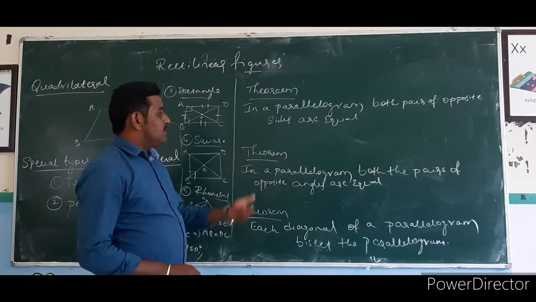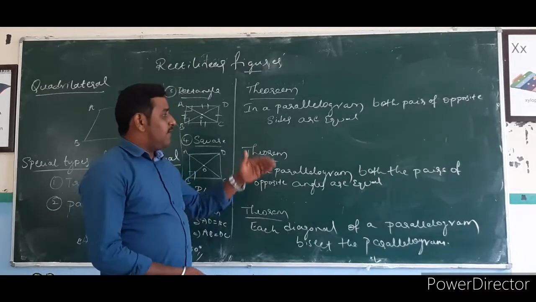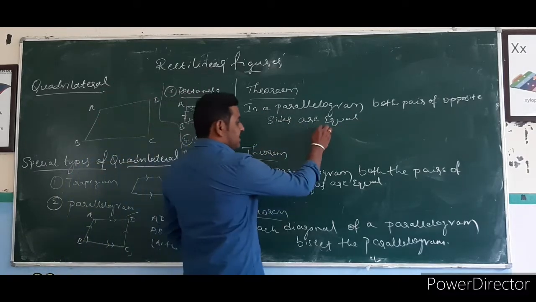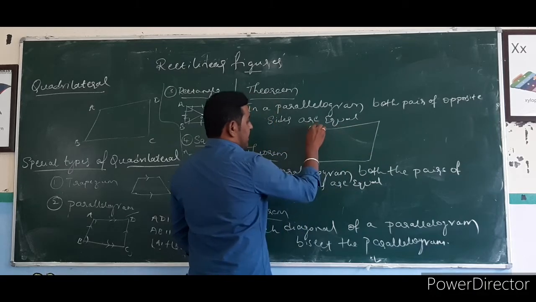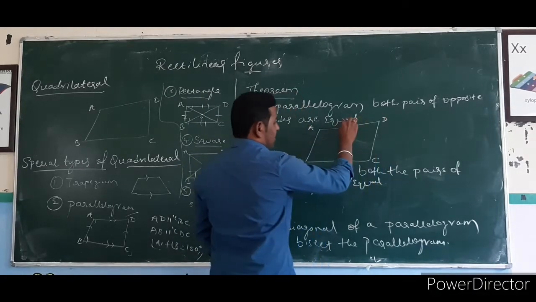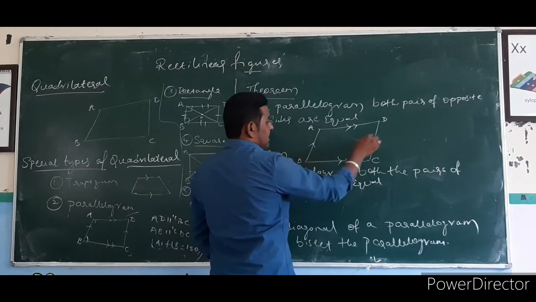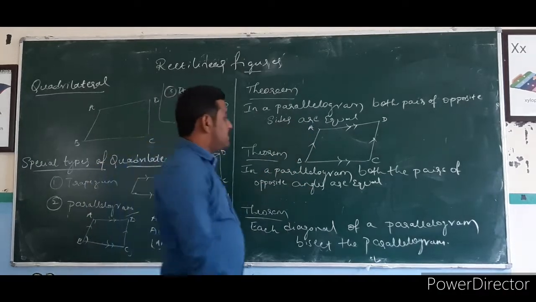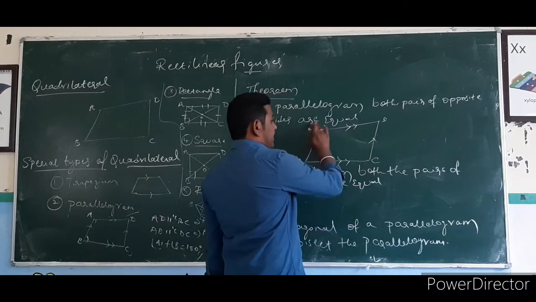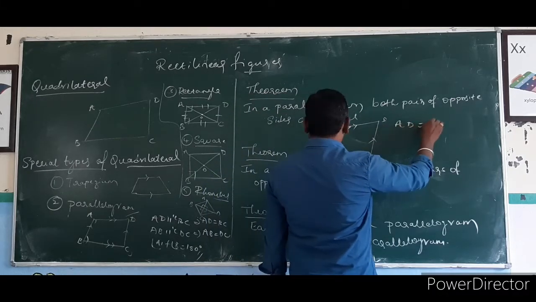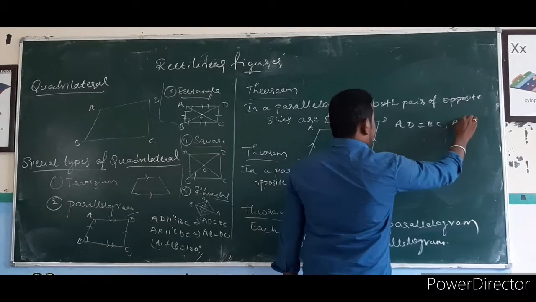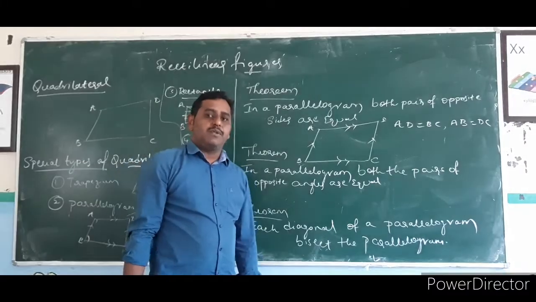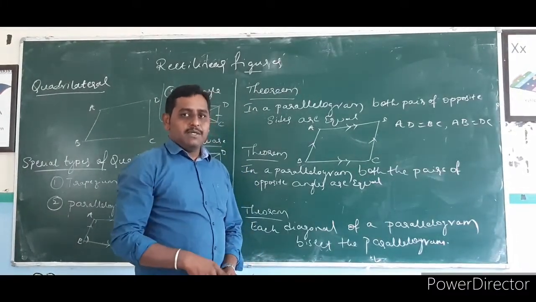In the parallelogram, some theorems are there. We will go through them one by one. In a parallelogram, both pairs of opposite sides are equal. If you consider a parallelogram ABCD, opposite pairs of sides are parallel, and that means opposite pairs of sides are equal. That means AD equals BC and AB equals DC. This is a theorem, but in your syllabus they are not asking you to prove the theorems. The proofs are there in your textbook, so you can see.